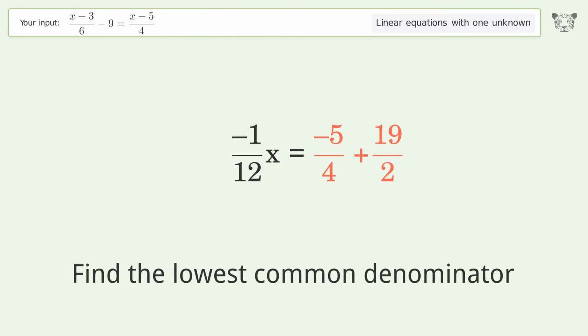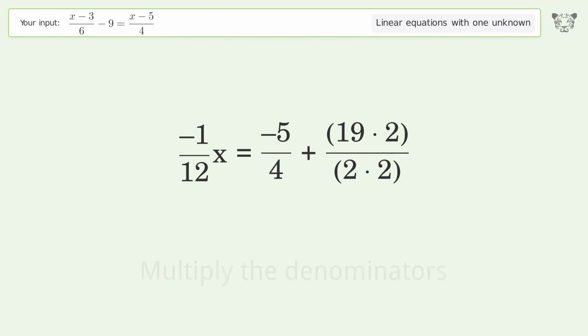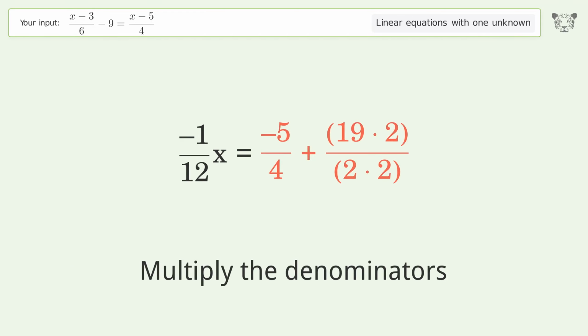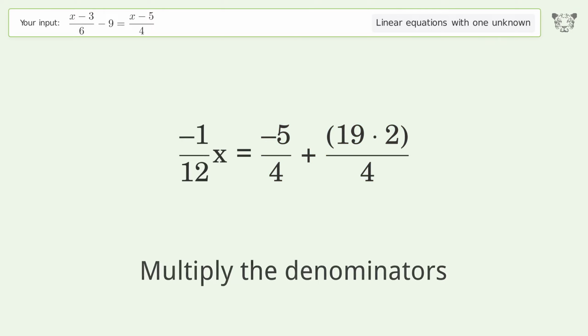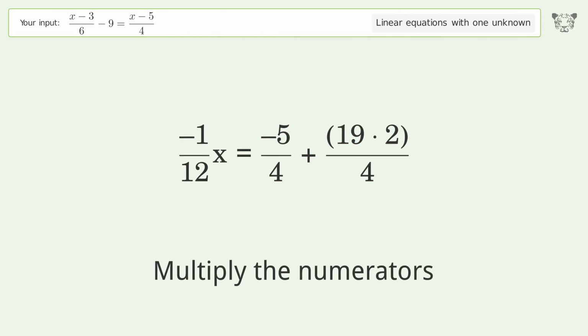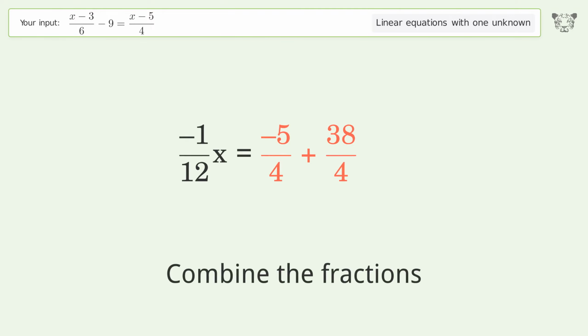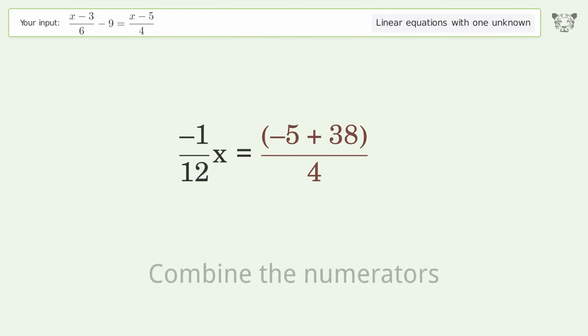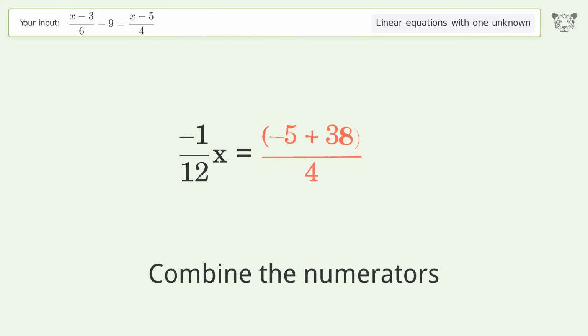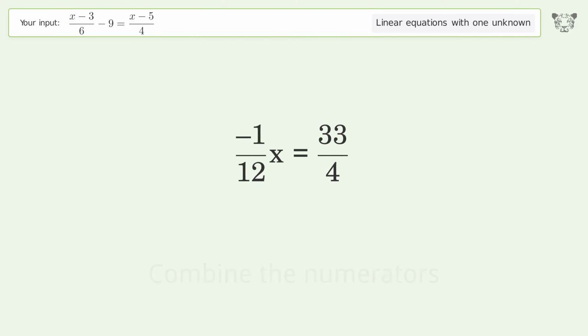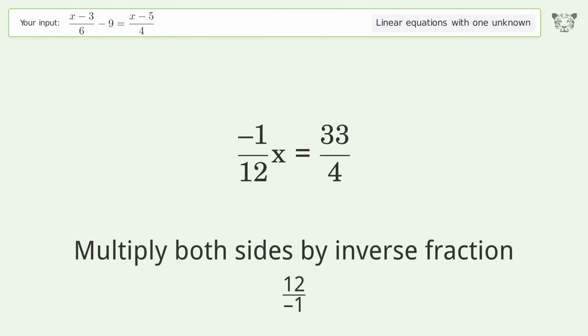Find the lowest common denominator. Multiply the denominators. Multiply the numerators. Combine the fractions. Combine the numerators. Isolate the x. Multiply both sides by inverse fraction 12/(-1).